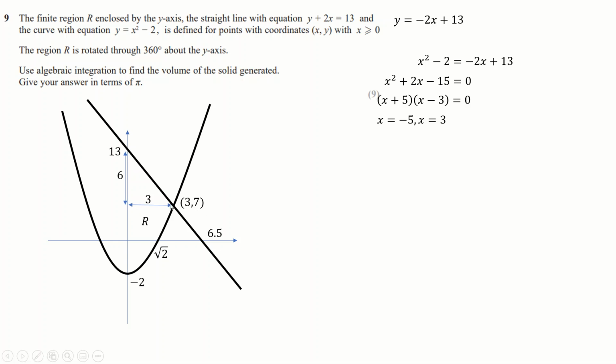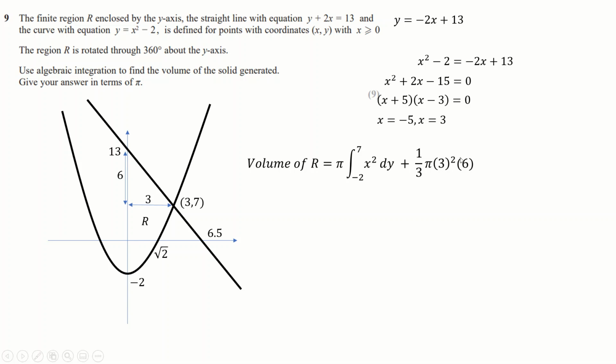So this cone is going to have volume. The volume of a cone is a third pi r squared h. So r is 3, h is 6, and that's fine. Now this region here, below this, I need to integrate the curve itself between 7, which is this value here, and minus 2.